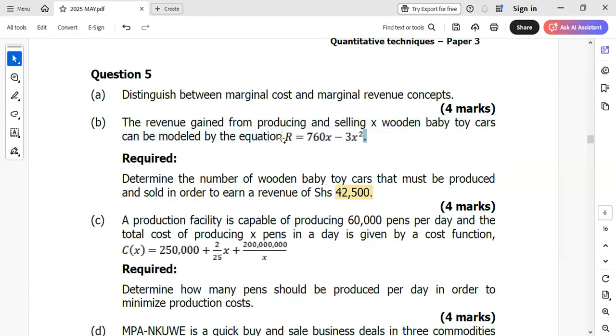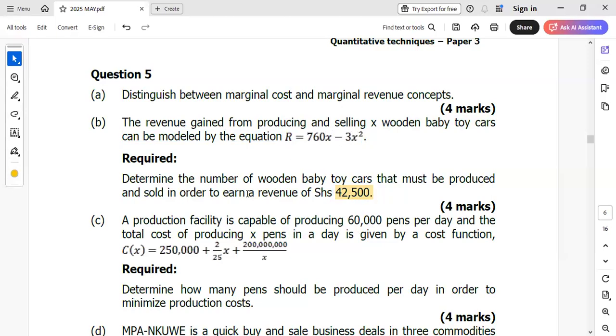So you have the revenue function. This is the revenue function. So what can you do? What comes into your mind? This is like free marks. Where there is R, put this and look for X.